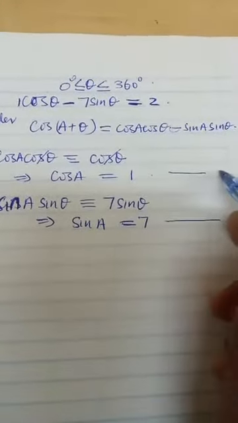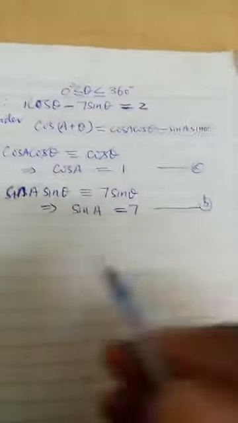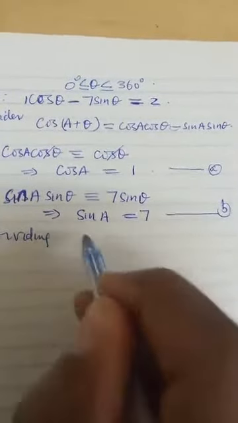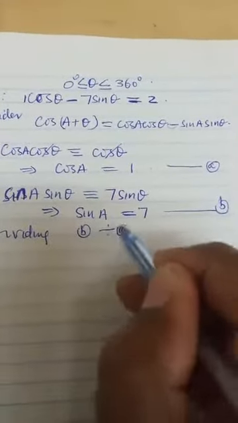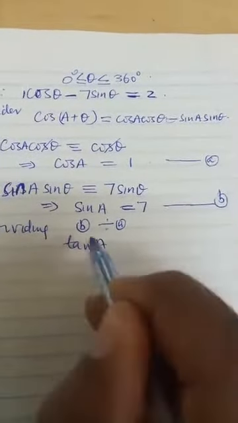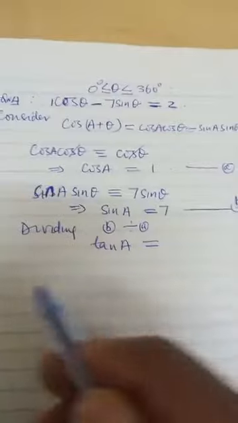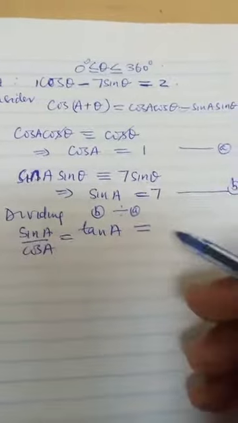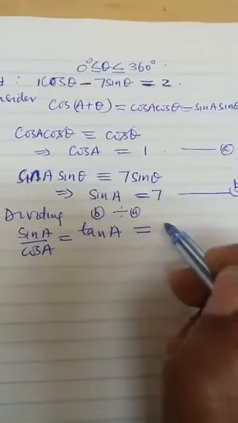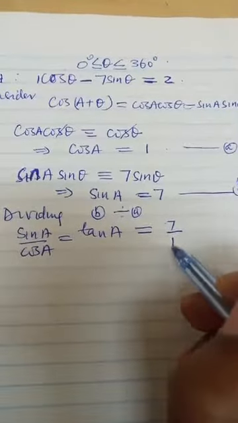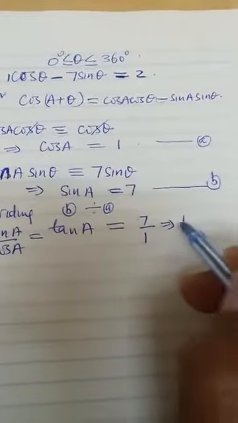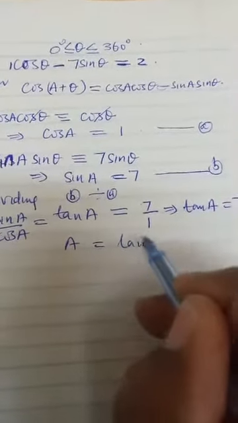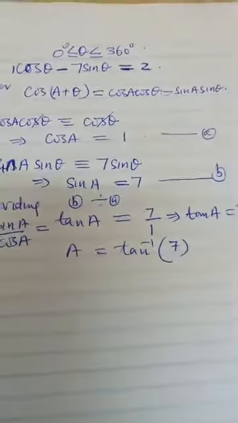If we label these equations as A and B, dividing them, and specifically B by A, so that we just get tan, which is easier, we get left-hand side giving us tan A, which we obtain from sine of A over cos of A, for those who may want to ask where tan A is coming from. And sine of A is 7, and cos of A is 1. So it implies that our tan of A is 7. And therefore, our A can be obtained from our calculators by taking the tan inverse of 7.